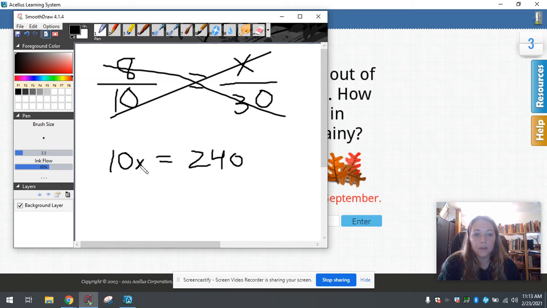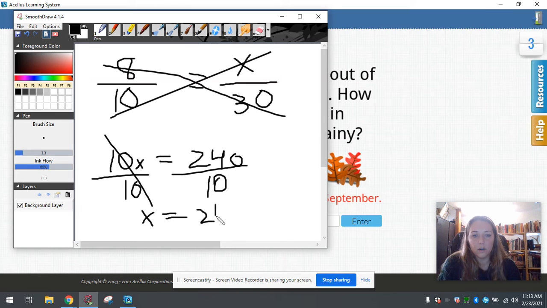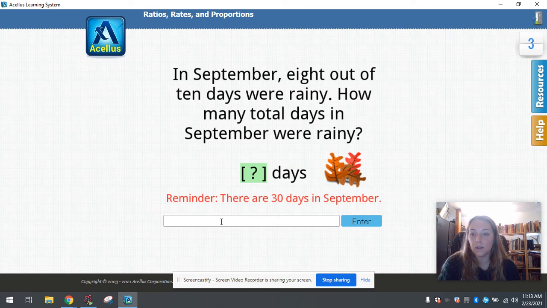Okay. Same thing, undo the multiplication with division to get the variable x by itself. x equals 240 divided by 10, which would be 24. All right, so we had 24 rainy days out of 30 total days. That's a lot of rain, man.